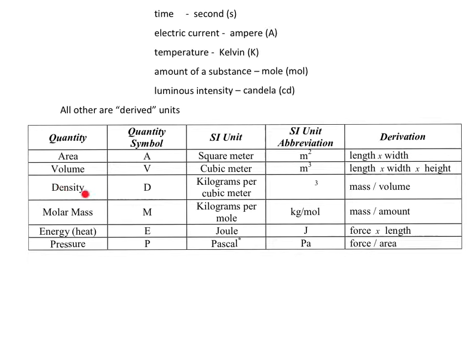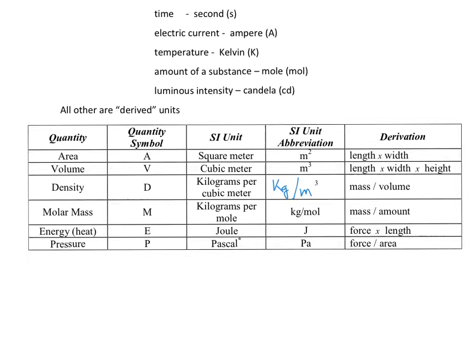Density is mass over volume. So mass, we use kilogram divided by volume. We just said that volume would be meter cubed. So kilogram per meter cubed would be the SI units. Again, there's a lot of other units that we can use for density or for volume or for area or for any of these, but these are the SI units.